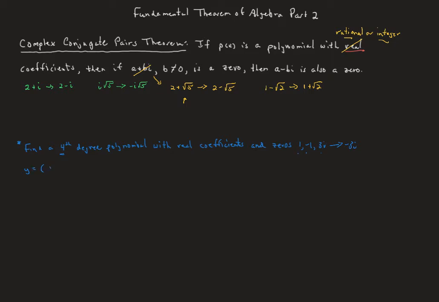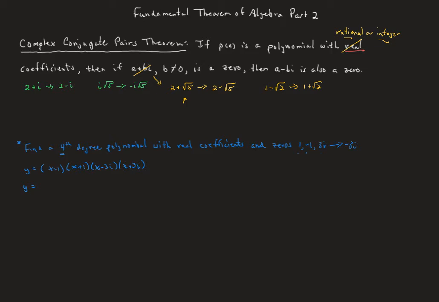If 1 is a 0, x minus 1 is a factor. If negative 1 is a 0, x plus 1 is a factor. If 3i is a 0, x minus 3i is a factor. And if negative 3i is a 0, x plus 3i is a factor as well. So we're going to want to multiply this all out.